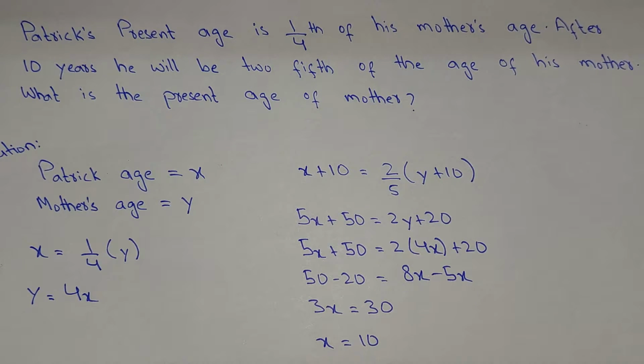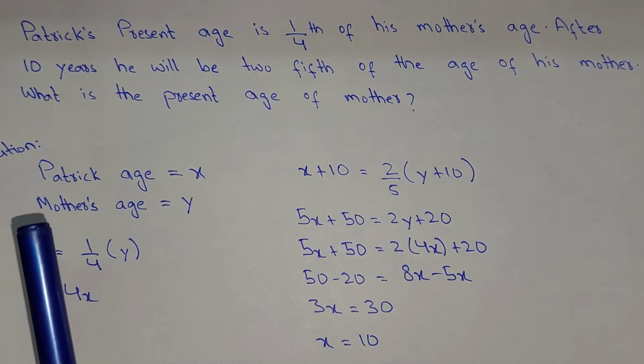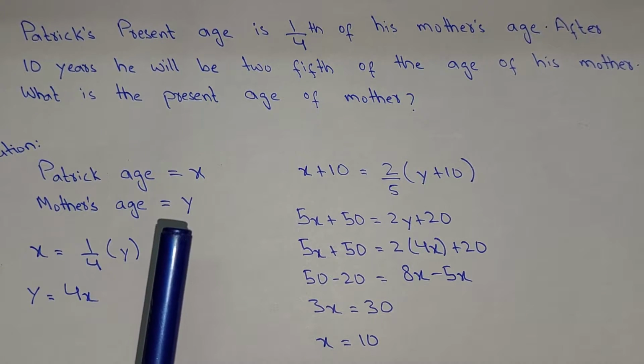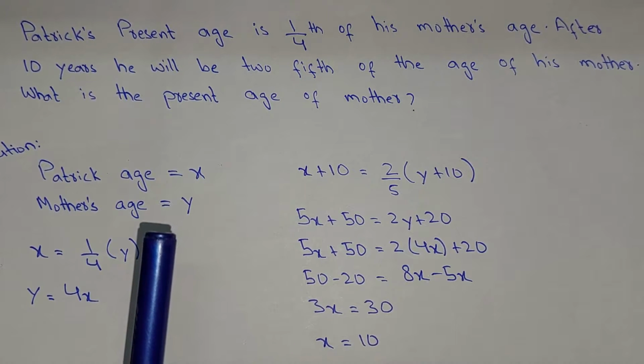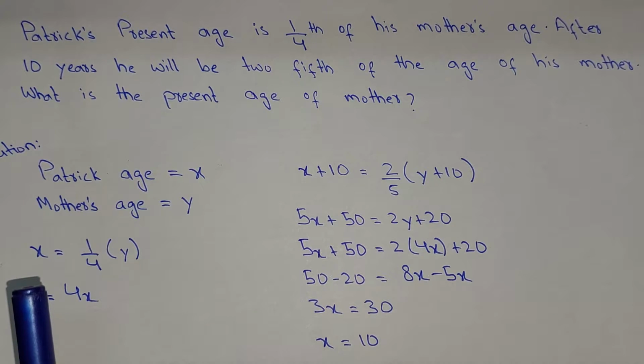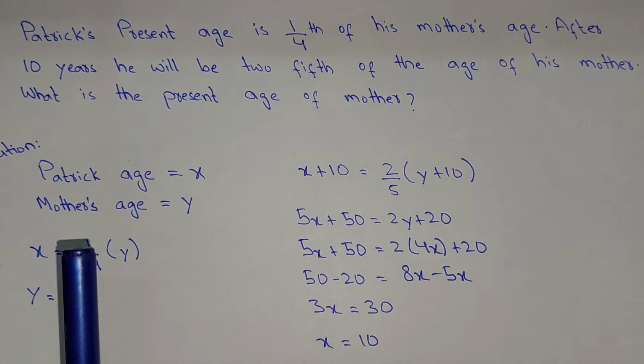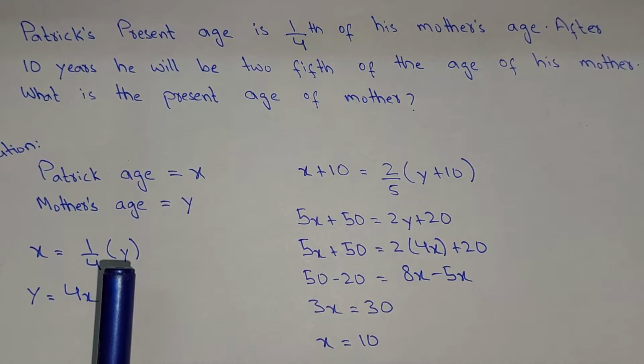Now this question is related to the age of the mother and the son. Let's suppose Patrick's present age is X and the mother's age is Y. This is saying that Patrick's present age is 1/4 of his mother's age. So we can say that X equals 1/4 of the mother's age, that is Y. So Y equals 4X.